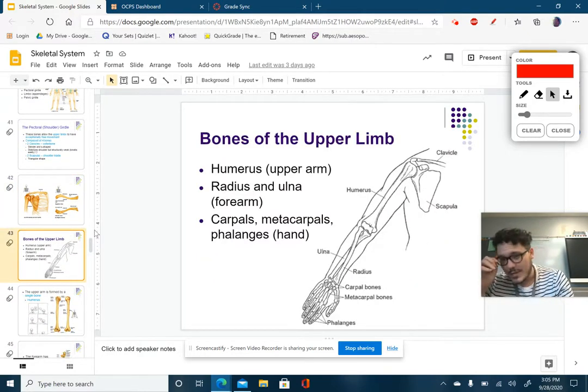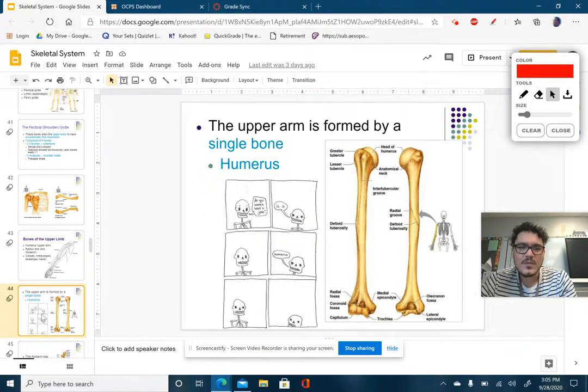Okay, bones of the upper limb. As far as the upper limb is concerned, we have three major bones: the upper arm bones, the forearm bones, and then the hand bones. So let's talk about that. Quite literally, all I need you to know is that the upper arm bone is called the humerus. The end. Nothing crazy, nothing out of the ordinary here. Just know that the upper arm bone is known as the humerus. We don't need to know too much more than that.